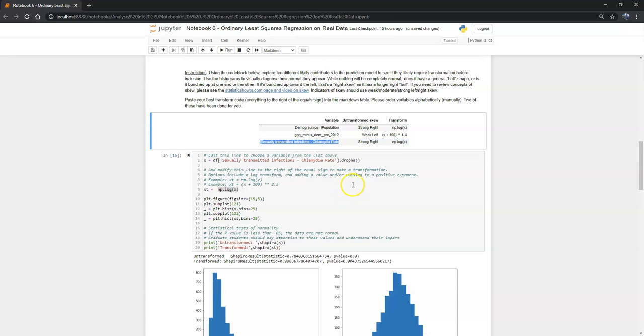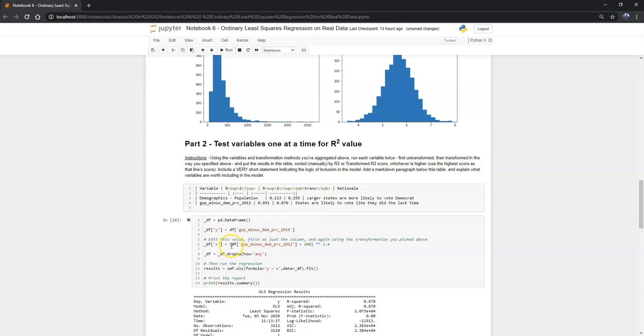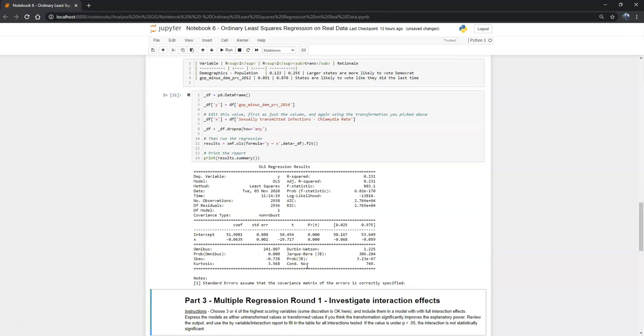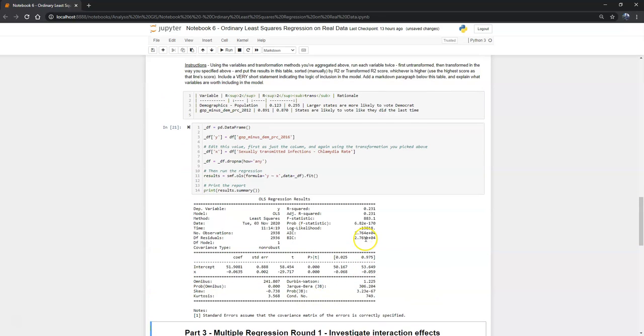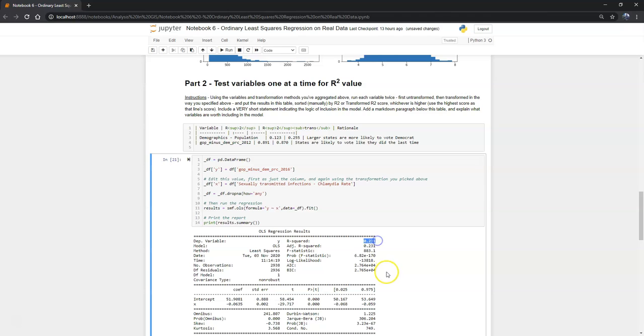So this is the chlamydia rate, and our transform is just a simple log transform. So we'll start off here. We'll get rid of our transformation and execute that block of code. So here, chlamydia is responsible for 23%. It's a stronger predictor than the demographics. So let's put this in here.